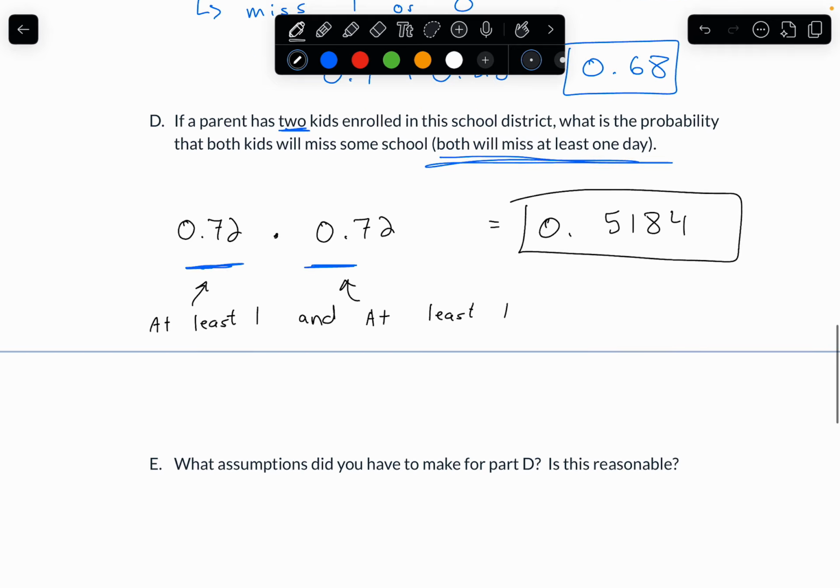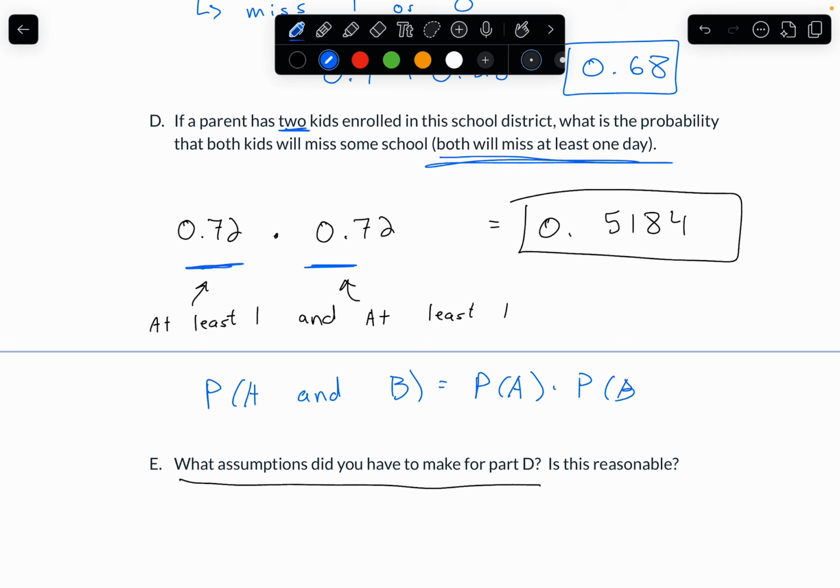Now, the last question I want to answer, I think, is perhaps the most interesting. It says, what assumptions did you have to make for Part D, and are those assumptions reasonable? I didn't mention this on purpose because I wanted to talk about it here. The formula that we used up here, we said probability of A and B is equal to probability of A times probability of B. We talked about this in this chapter. This only works if A and B are independent.